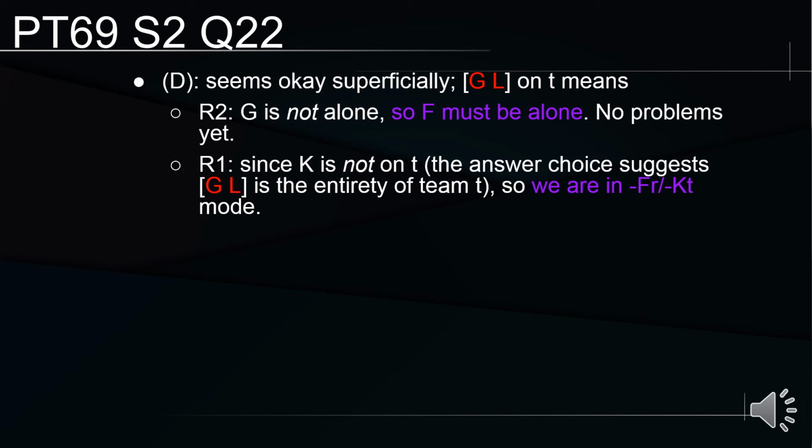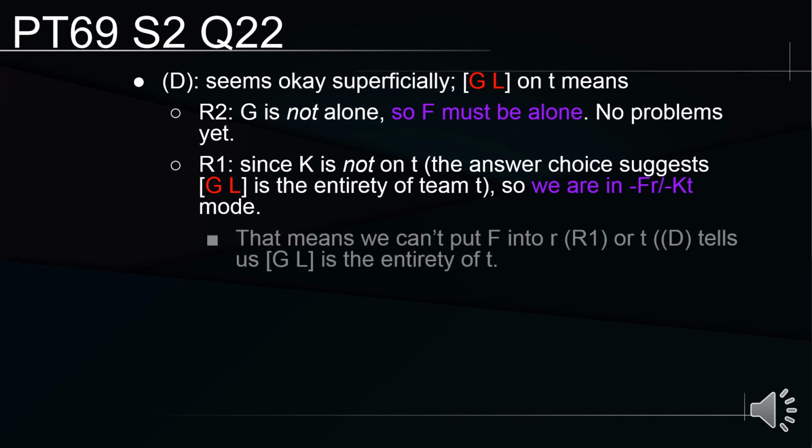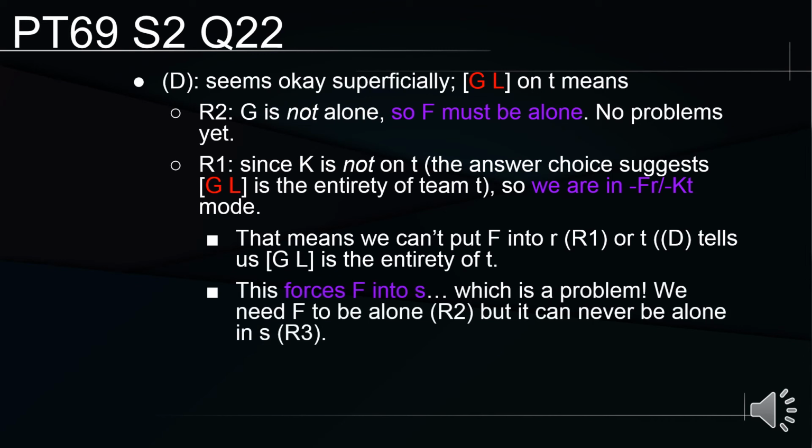So K is not on T, and that forces F out of R, because if we do have either F and R or K and T, that must mean that we have to have both of them there at the same time. We can't really mix and match according to Rule 1. So when it comes to F, we can't put F into R because of Rule 1, because we're in not FR, not KT mode. We also can't put F into T because answer choice D tells us again that GL is the entirety of Team T. That forces F into S, which is a problem.